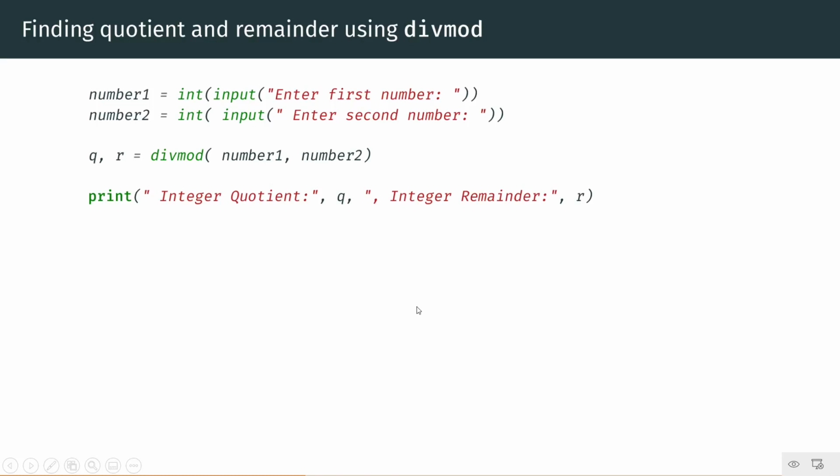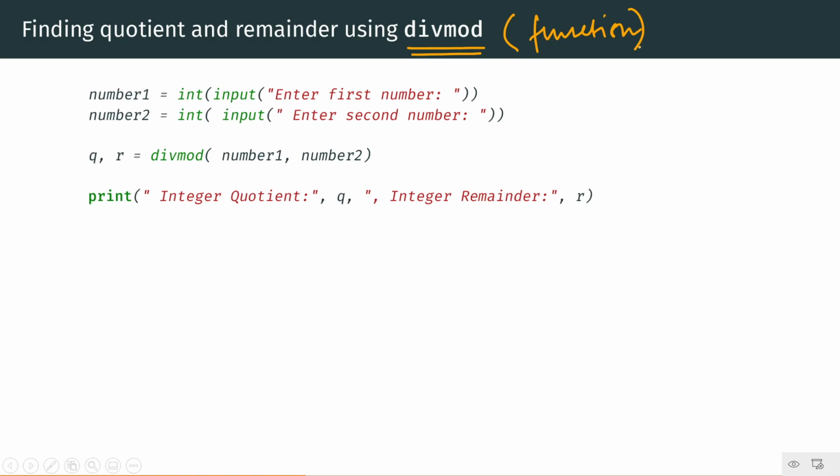Now, there is another way in which you can find the quotient and the remainder of a division of two numbers. That method uses a function called divmod, division modulo, and it's a built-in function provided to you by Python. A function is nothing but a block of code that has a name. Think of it as a functionality that has been provided to you by Python.